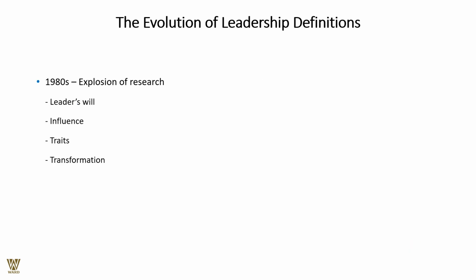So in the 1980s there was an explosion of research as far as what exactly makes a person click. Is it the influence and the traits, or is it the transformation process, the basic availability or the capacity of the leader to make a huge impact in the life of the followers per se? So that is what we are going to talk about.